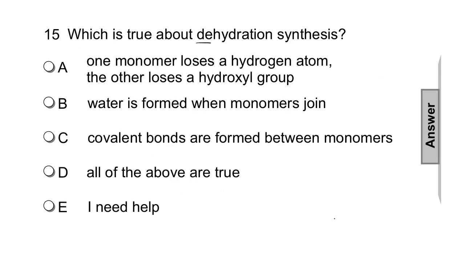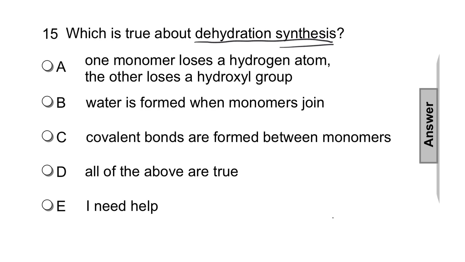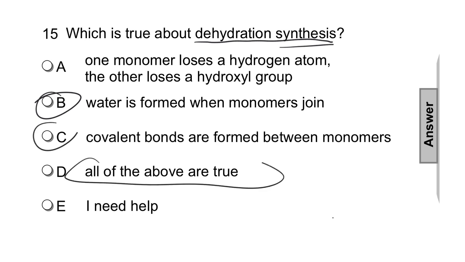Okay, what is true about dehydration synthesis? Water is formed when the monomers join. Yes, synthesis means the monomers are combining together chemically, and dehydration means water is produced. It's taken out of both monomers, parts of the water. So it has to be B. Covalent bonds are formed between monomers. Yeah, that's true too. It's probably that all of the above are true.